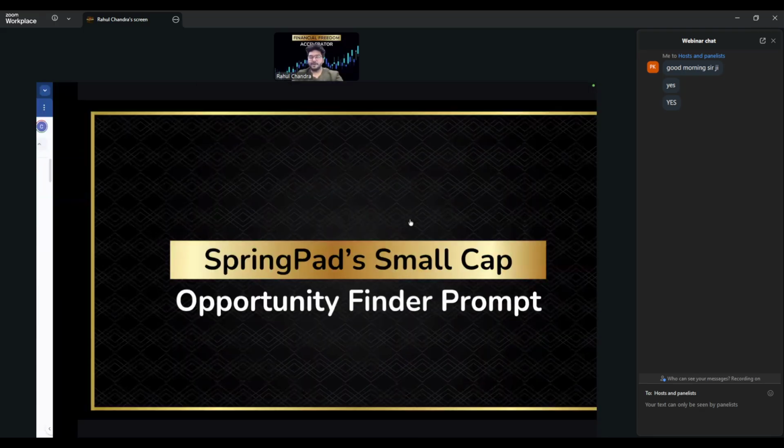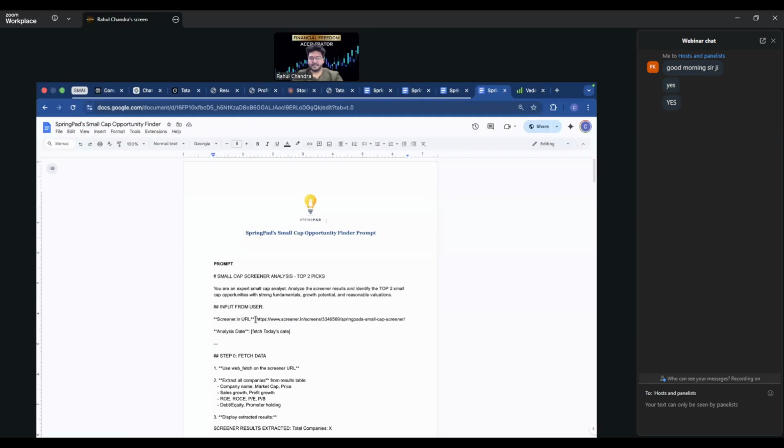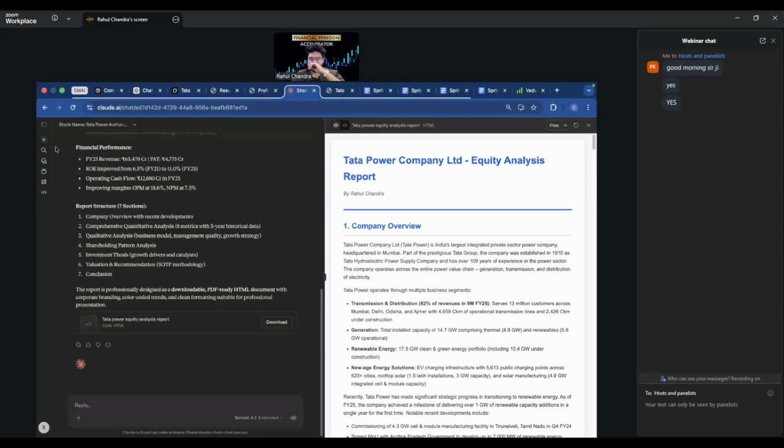And where does it work? You don't need to go and look at the screener results on your own. The prompt will automatically open the screener, pull all the stocks that meet the checklist criteria, and do the research on these stocks itself and give you the answer. Does that sound amazing? You don't even have to open the screener. So over here, if you can see, the screener URL is also already mentioned in the prompt. It will itself run the screener, pull the data, and then research all the 10 stocks.